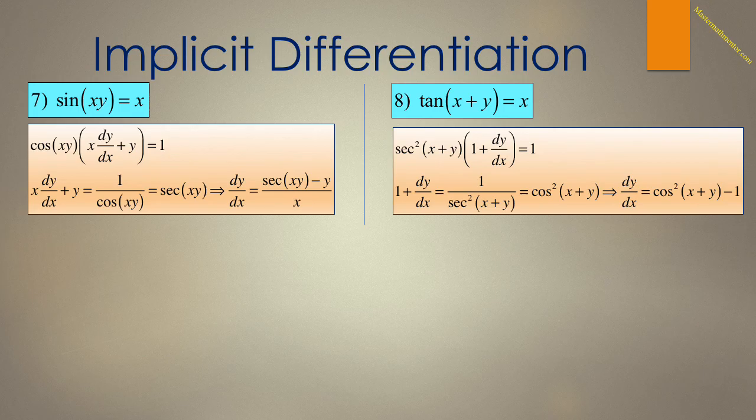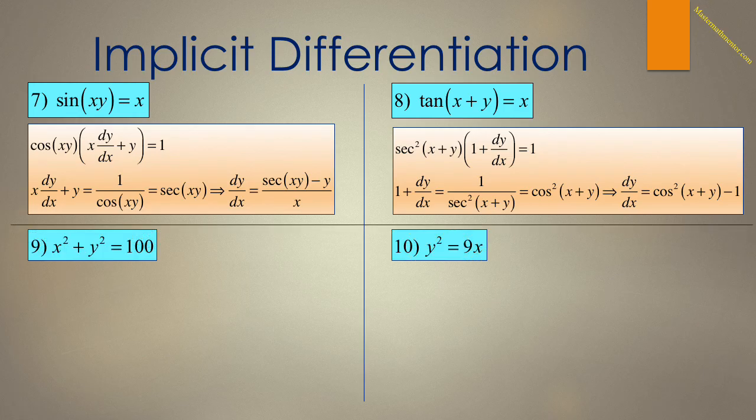In number 8, tangent of x plus y is equal to x. The derivative of tangent is secant squared of x plus y times the derivative of x plus y, which is 1 plus dy/dx, and that is equal to 1. So we end up with 1 plus dy/dx equals 1 over secant squared of x plus y. 1 over secant squared is cosine squared of x plus y, and therefore dy/dx is cosine squared of x plus y minus 1.